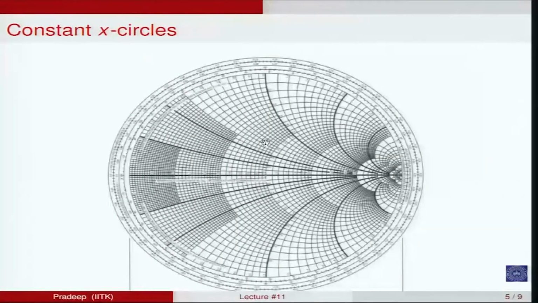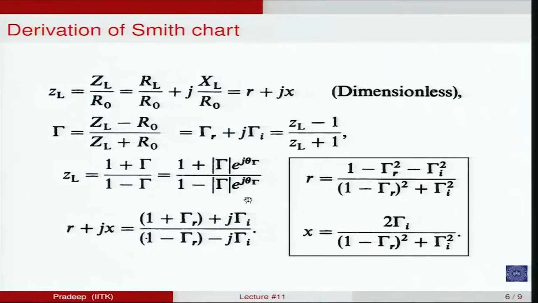All these circles in the upper hemisphere correspond to inductance if the Smith chart is an impedance chart, and all these circles, rather semicircles, correspond to capacitive reactances when the Smith chart is considered as an impedance chart. Here is a short derivation of the Smith chart.